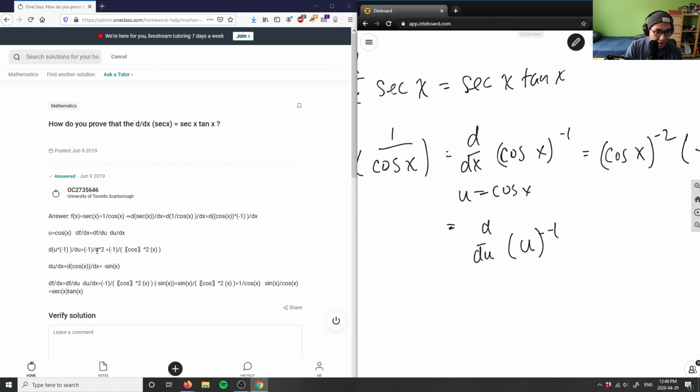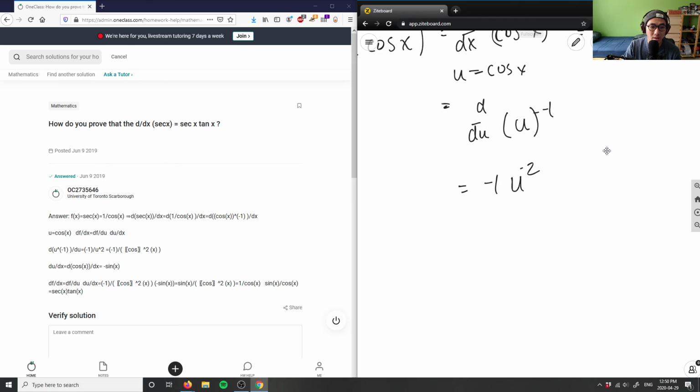And then basically they have here, this is u to the power of -1. I'm bringing the -1 down, so this would be -1 here times u to the power of -2. I believe it's -2 actually, because I'm subtracting it by 2 here. So we got negative u to the power of -2, which is simply -1 times u to the power of -2.